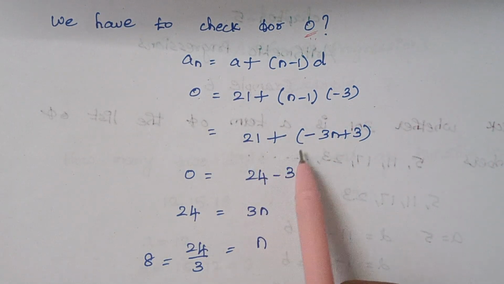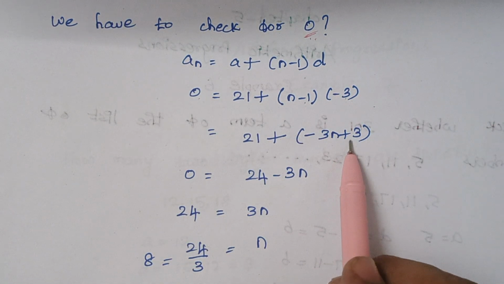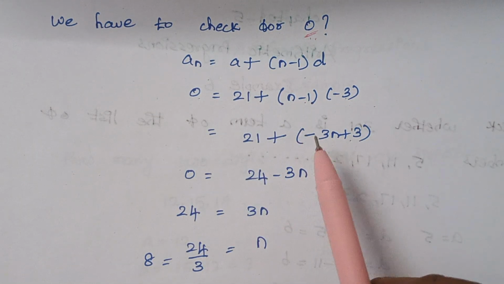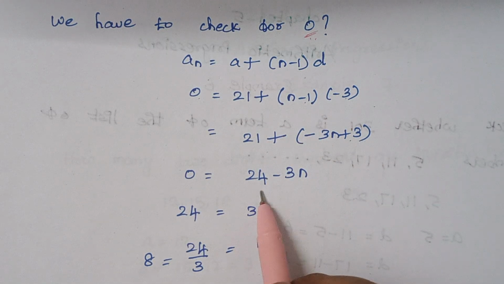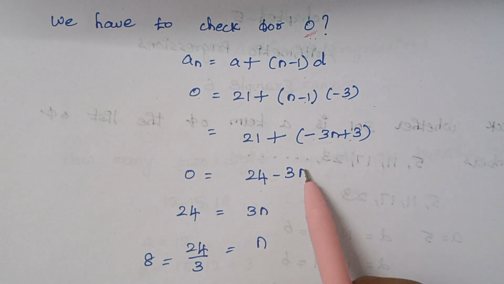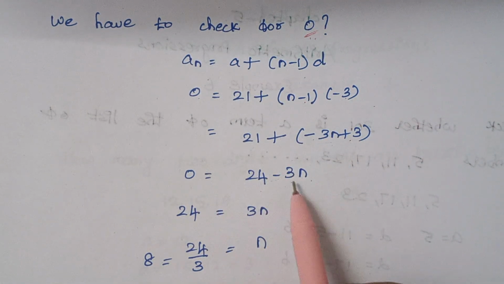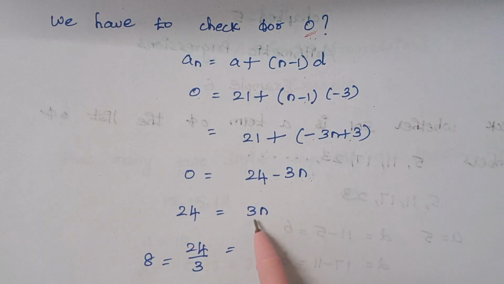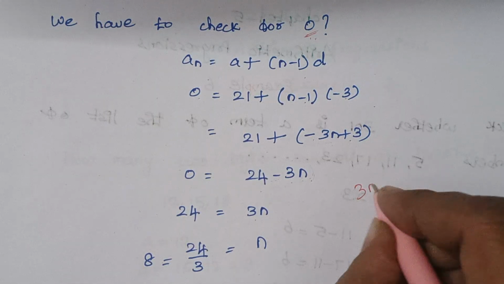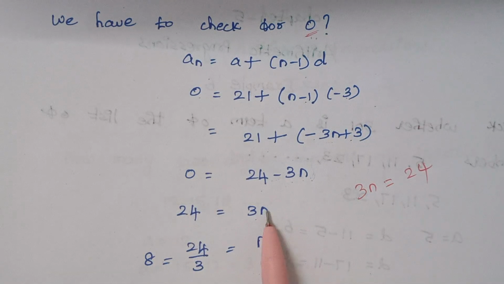Right. So when you solve, you see n into minus 3, minus 3n, and minus 1 into minus 3 is plus 3. So therefore here it is 21 plus 3 is 24, and this minus into plus becomes minus 3n. Again, I am moving this minus 3n to the left hand side, so it becomes plus 3n. So, 3n is equal to 24. Here I had written 24 equal to 3n. Both are the same, both mean the same.